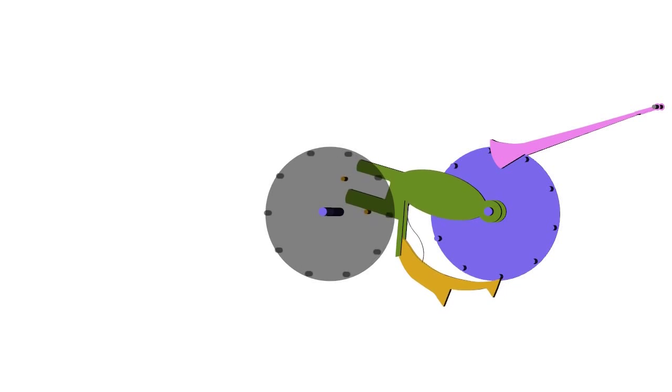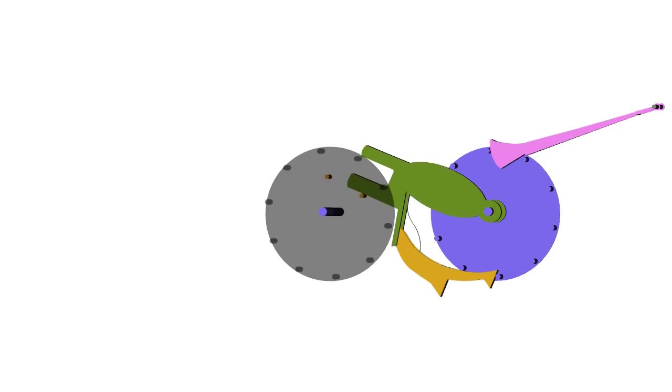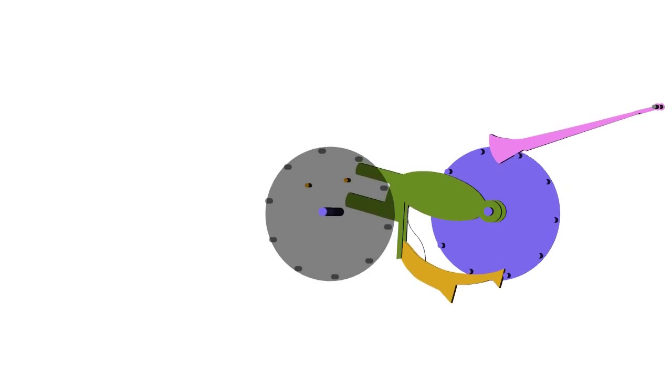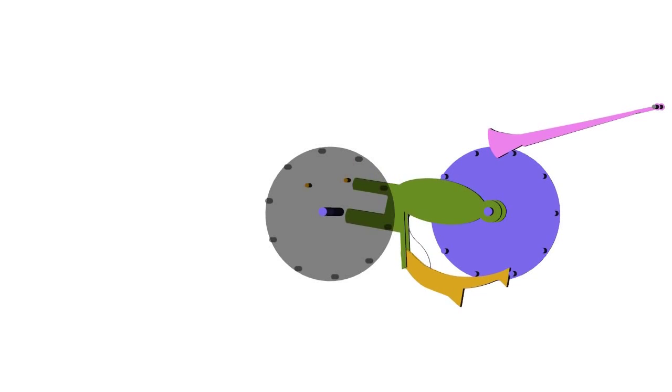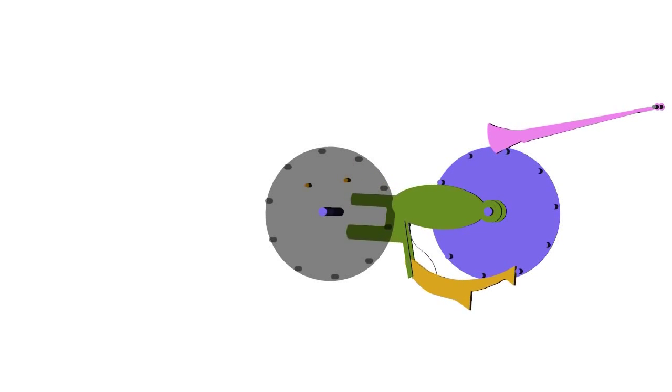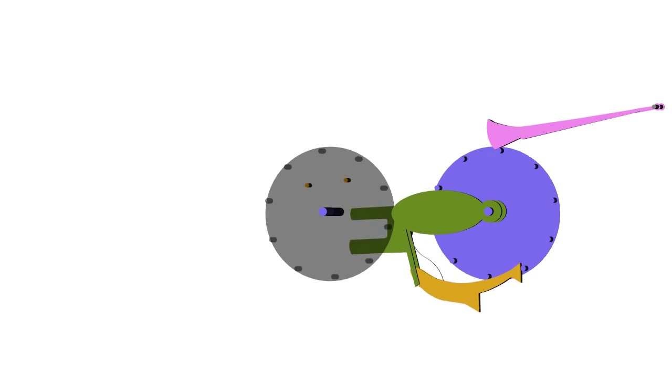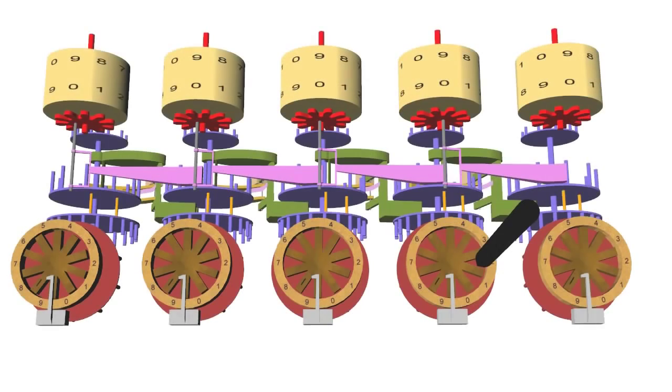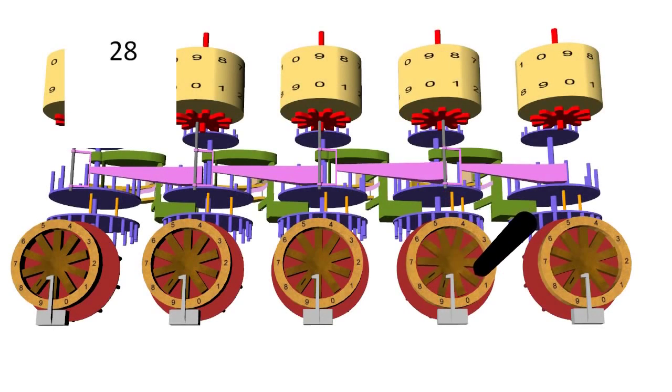When the lower order accumulator advances from 9 to 0, the heavily weighted carry lever falls back to its resting place with enough force to cause the spring-loaded pawl to engage the higher order accumulator and advance it by 1 digit. The carry operation is shown here in slow motion. In the actual machine, the carry operation happens almost instantaneously. In this final sequence, we repeat the earlier example of 28 plus 35 with the internal mechanisms exposed.